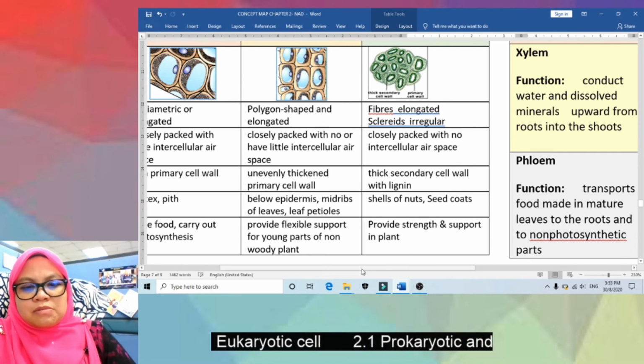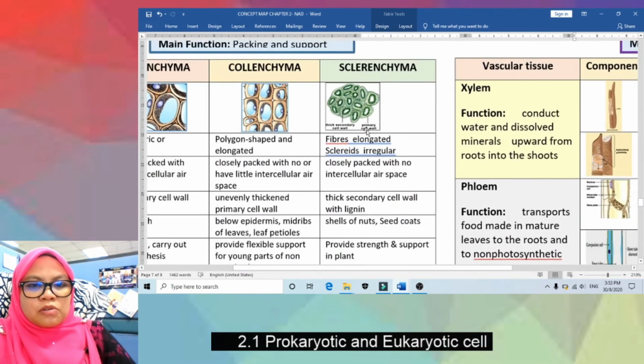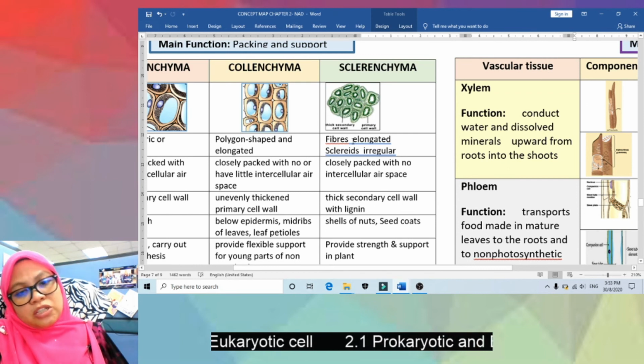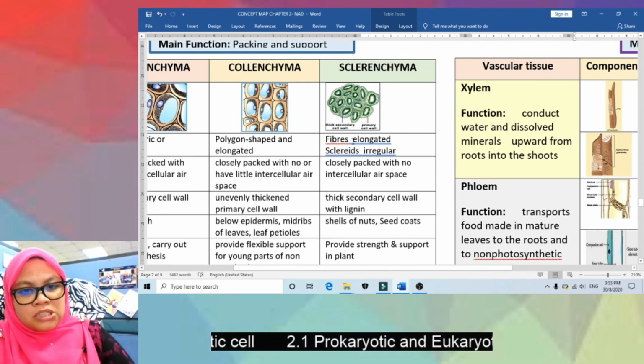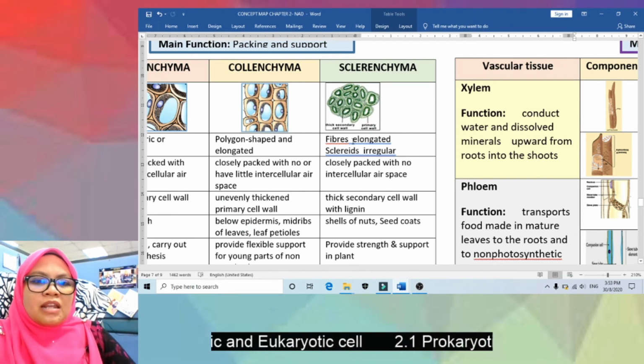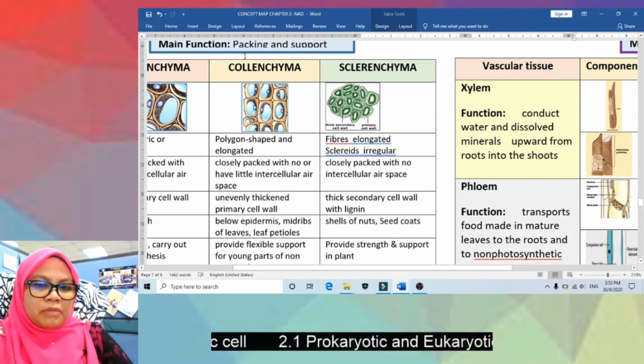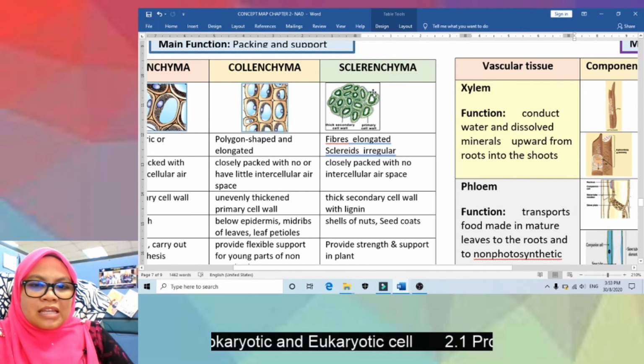Okay, and the last one for the ground tissue is the sclerenchyma. Okay, so sclerenchyma has two types, fiber and also the sclereid. Fiber, the structure of the tissue is elongated, but for sclereid is irregular. And for sclerenchyma, the cell arrangement is closely packed with no intercellular air space. Means that dia lebih padat, structurenya arrange lebih padat compared kepada collenchyma. And in terms of the structure of the cell wall, sclerenchyma has secondary cell wall with lignin.